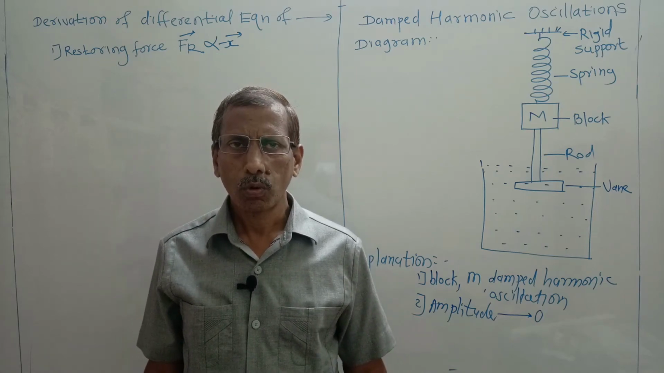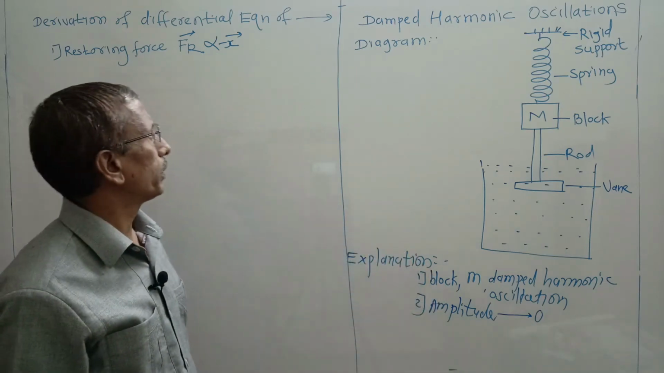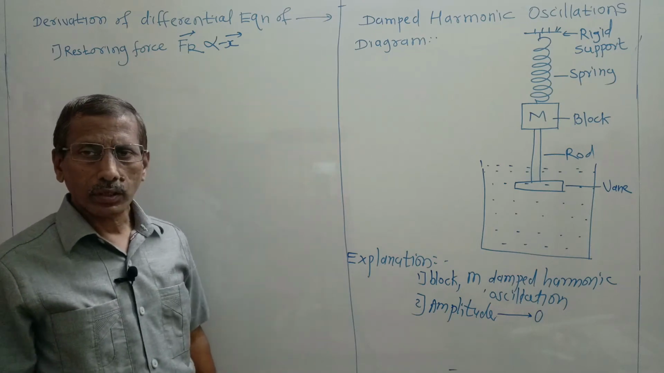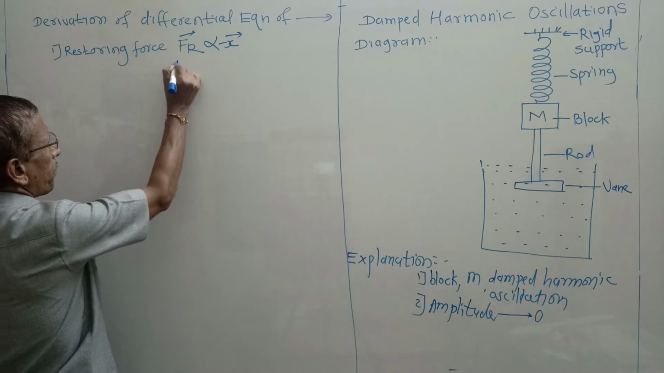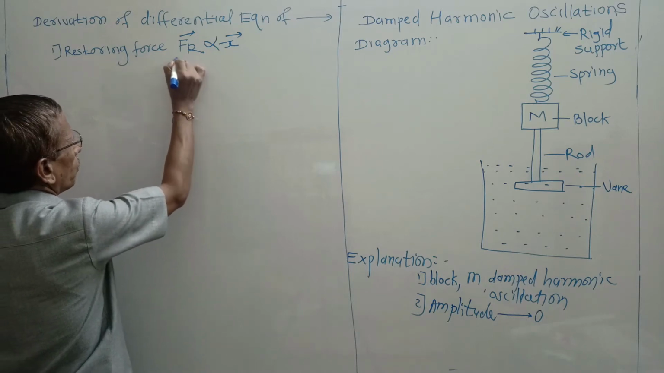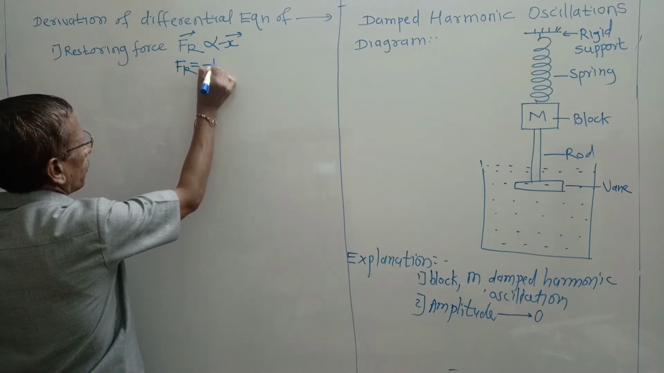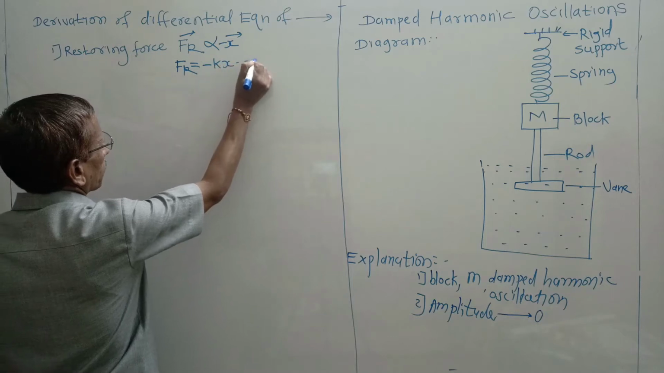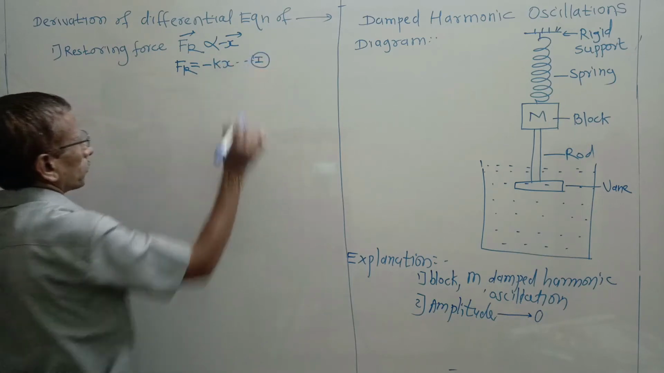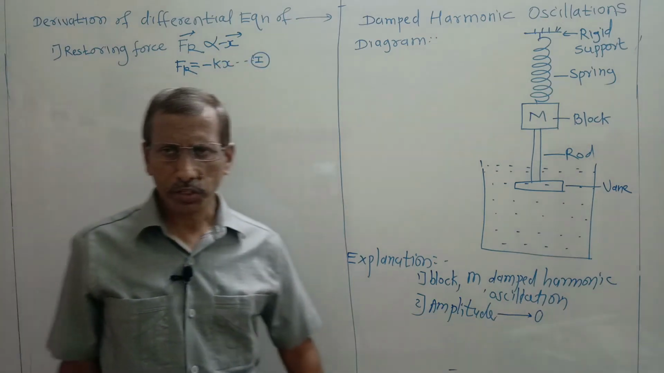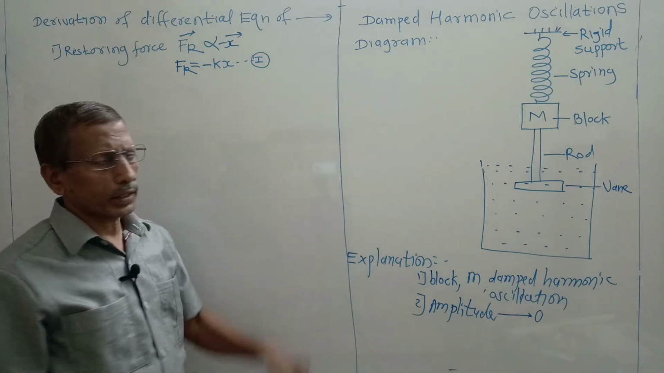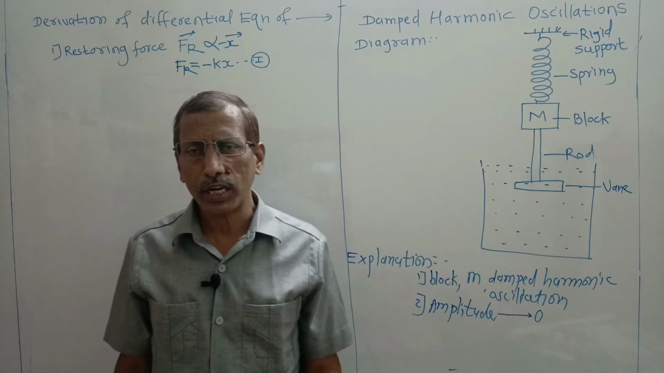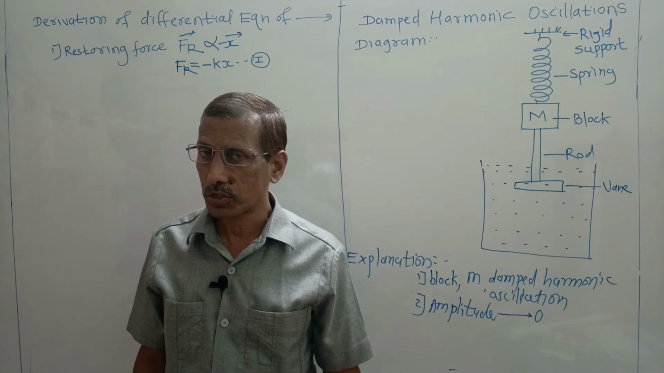And so from this variation we can write the equation of variation as Fr is equal to minus Kx. Restoring force is a function of displacement and K is a constant of proportionality. It is a force constant.